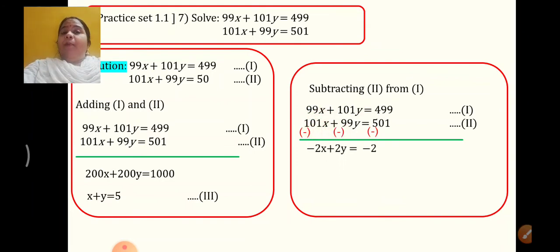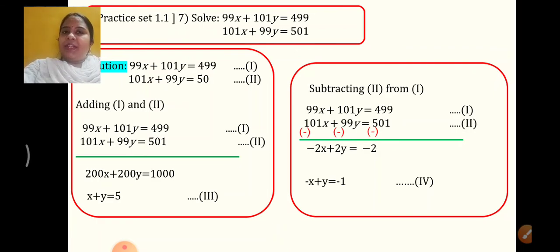Yes, 101 is a greater number, so it will be minus 2x plus 2y is equal to, now see this, 499 minus 501. 501 minus 499 is 2, but since 501 is a greater number and it is having a minus sign, so it is minus 2. As you can see, 2 is common throughout, so we are going to divide throughout by 2. What are we going to get? Minus x plus y is equal to minus 1. Put it as equation number 4. Now two parts are over here.